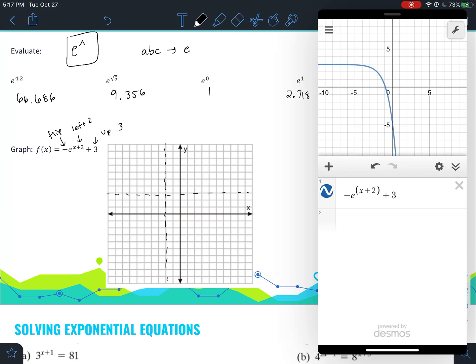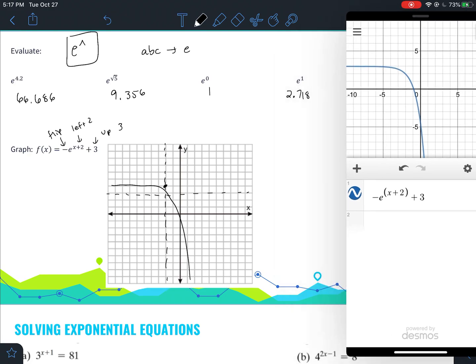And then it was flipped. So normally, right there, and then instead of going up, it's going to go down. So it looks about right.